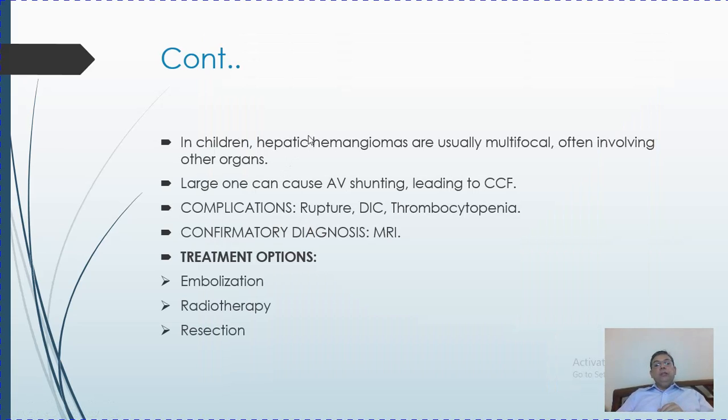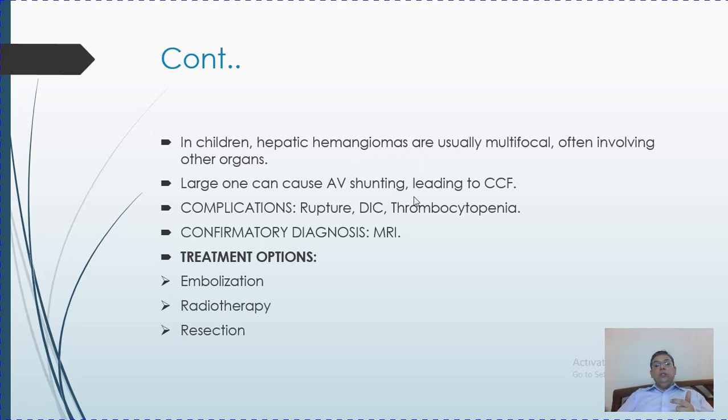बच्चों में आमतौर पे they are multifocal, sometimes they may involve other organs as well. जो बड़े साइज़ के हेमेंजियोमास होते हैं वो AV शंटिंग कर सकते हैं. That can lead to congestive cardiac failure and that may subsequently be the reason for treating those hemangiomas. Now the complications, of course, once again they can cause rupture, they can be disseminated intravascular coagulation or thrombocytopenia.